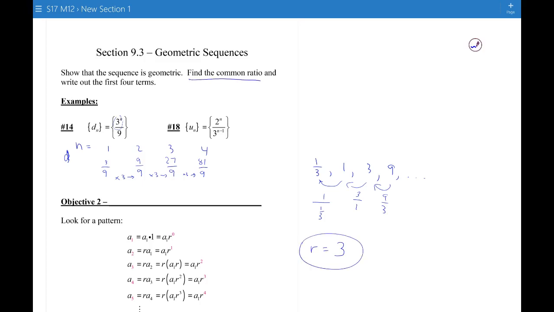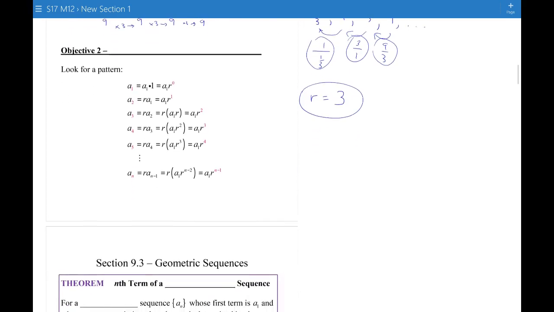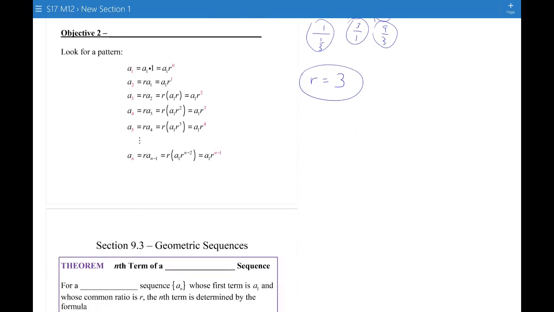So that's the find the common ratio part. And we wrote out the first 4 terms. So to show that the sequence is geometric, we did that by showing that the ratio of successive terms keeps being the same number, 3. So we're going to look at number 18 in class together, or you could do it at home in advance and look at how that works. So the second objective is going to be looking at the geometric sequence and seeing if we can find a formula for it.